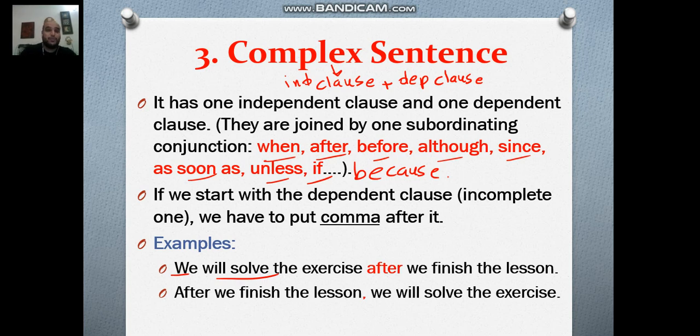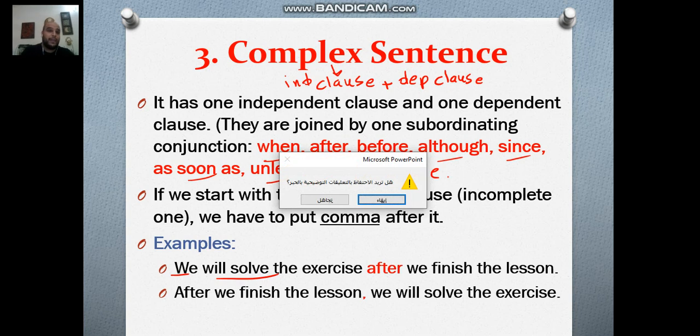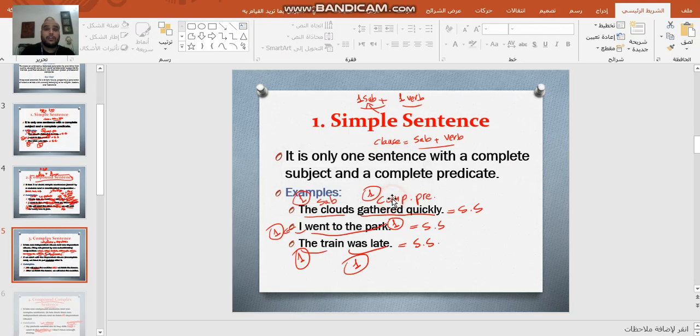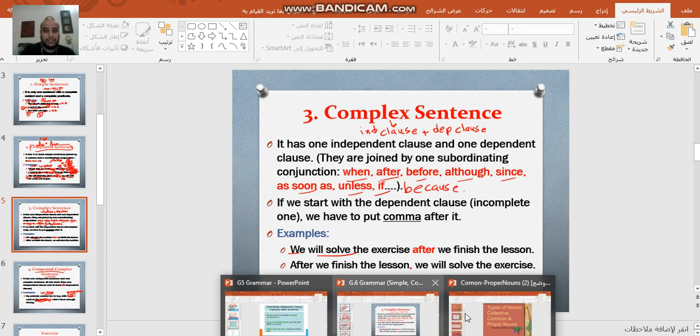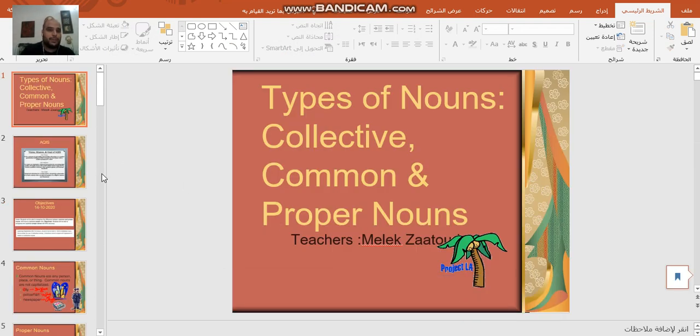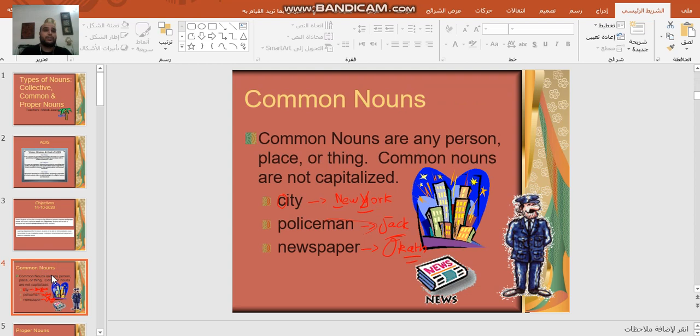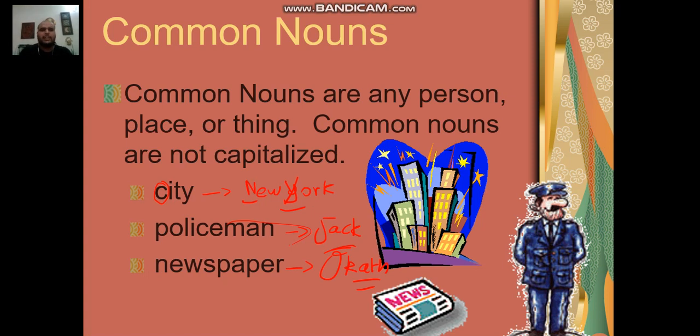So let's move on now to revise the common, proper and collective nouns, which is so important too, because I feel that people understood the common nouns and the proper nouns, but in a way or another, they did not understand the collective words. Let's talk about the common nouns. Common nouns are any person, any place, anything, any idea, something which is in general, my boys.